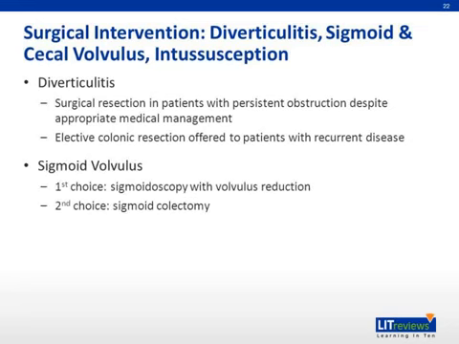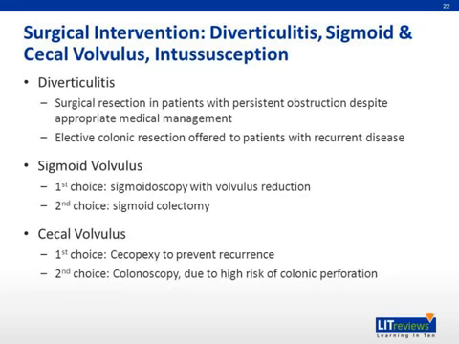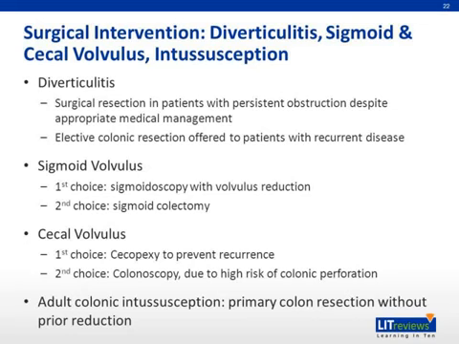Sigmoidoscopy with volvulus reduction is the initial procedure of choice for sigmoid volvuli. If it cannot be reduced initially by these means, the second choice is sigmoid colectomy. Even if reduction is successful, an elective sigmoidectomy should be performed because of the high incidence of recurrence. The primary treatment of cecal volvuli is also surgical. A cecopexy often needs to be performed to prevent recurrence. Second choice is colonoscopy due to the high risk of colon perforation. Adult colonic intussusception is treated with primary colon resection without prior reduction.